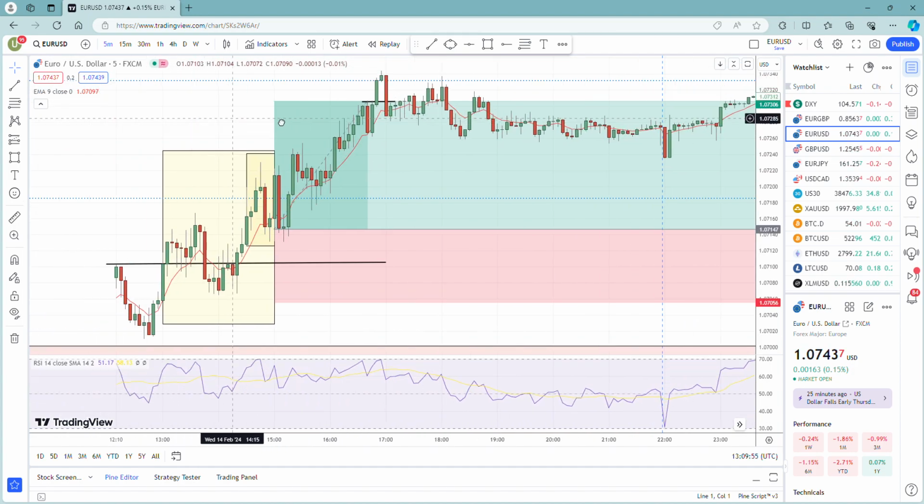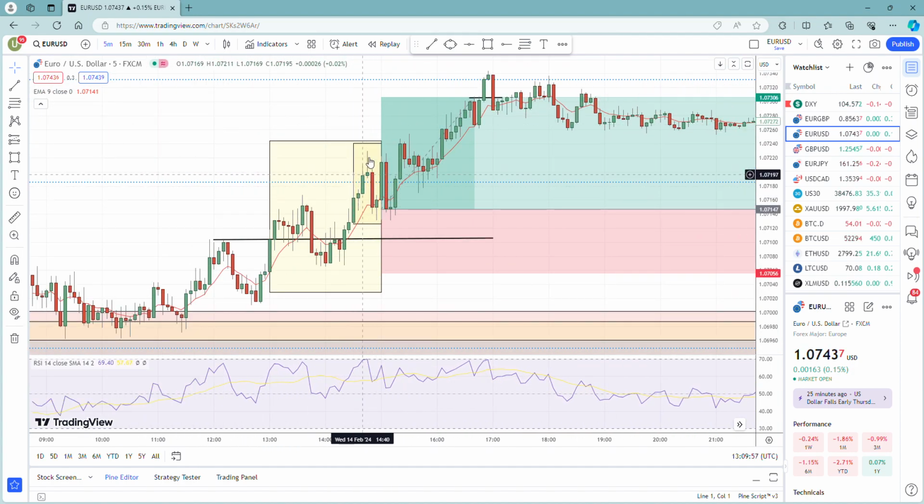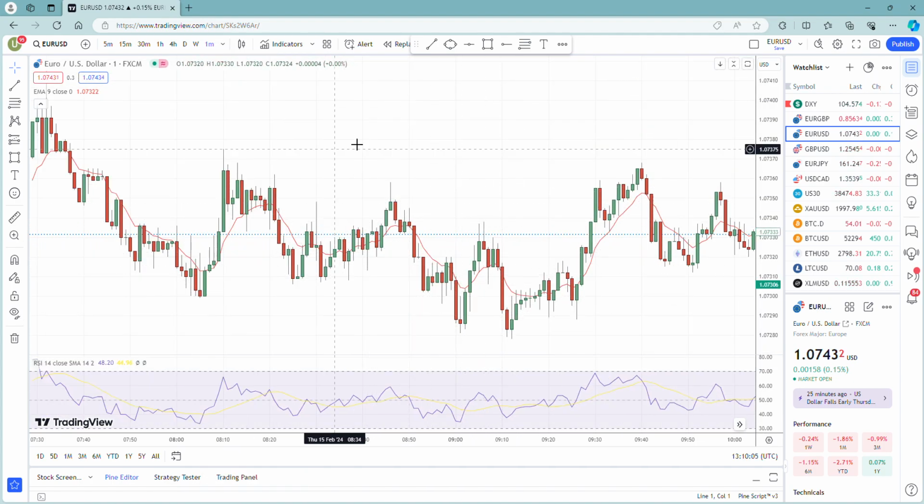Just have a look here on the M5. Yeah, so higher high, higher low, and then look at this. This would have been another entry on an M5. You can break it down even further. You can even go down to M1, the 1 minute time frame.